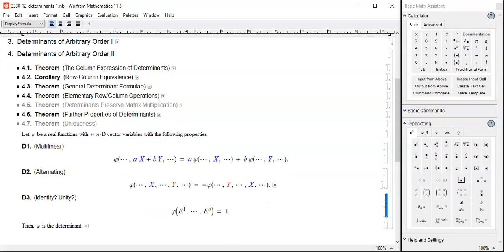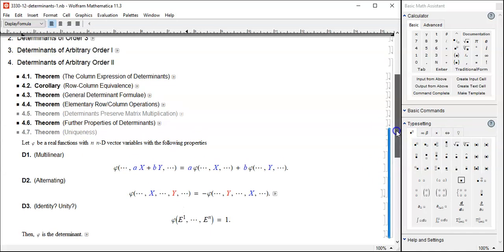Finally, the identity property. If we have phi of E1, E2, E3 all the way over to En, then this part forms the identity matrix, and let's suppose phi of that is equal to 1. Then phi has to be the determinant.